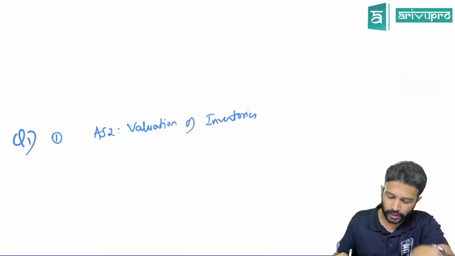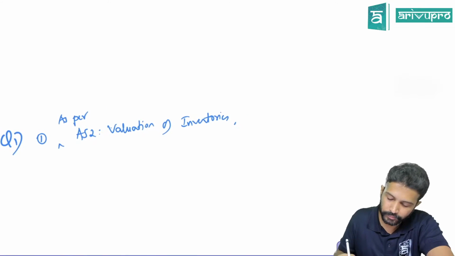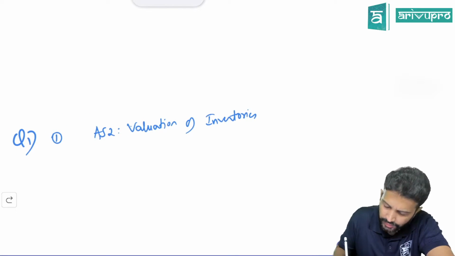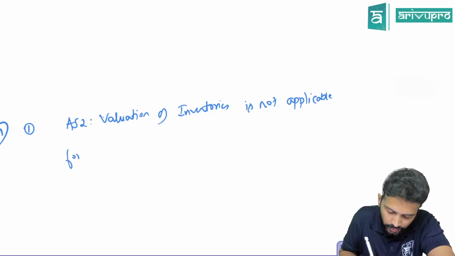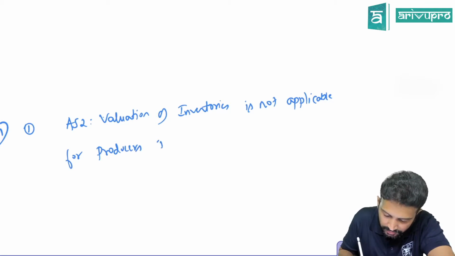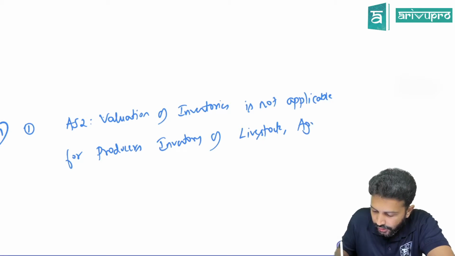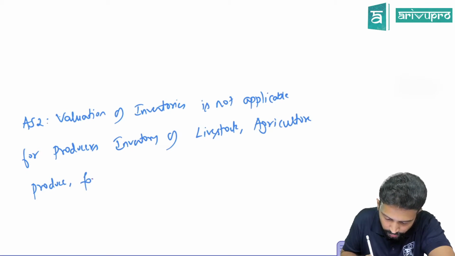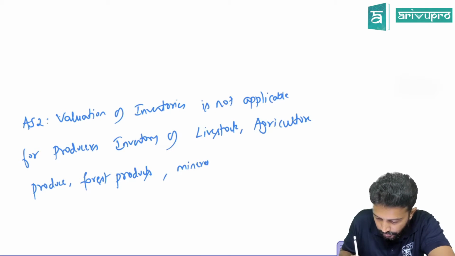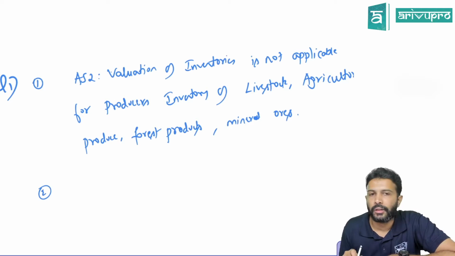So as per AS 2, valuation of inventory, AS 2 valuation of inventory is not applicable. Is not applicable for whom? Is not applicable for producers' inventory. Producers' inventory of livestock, agricultural produce, forest products, mineral ores. That's the first point.